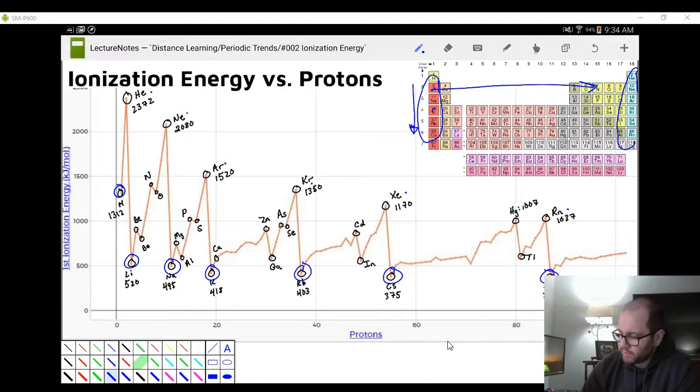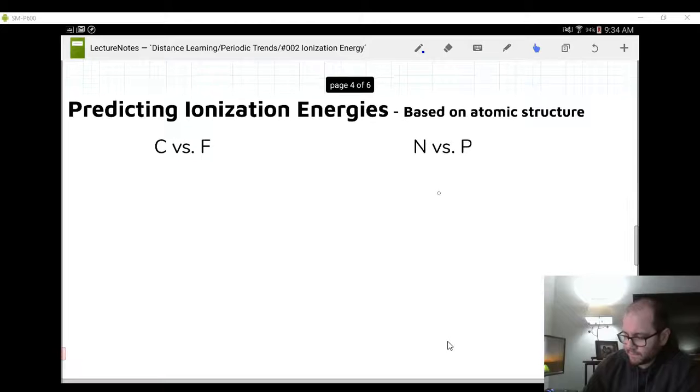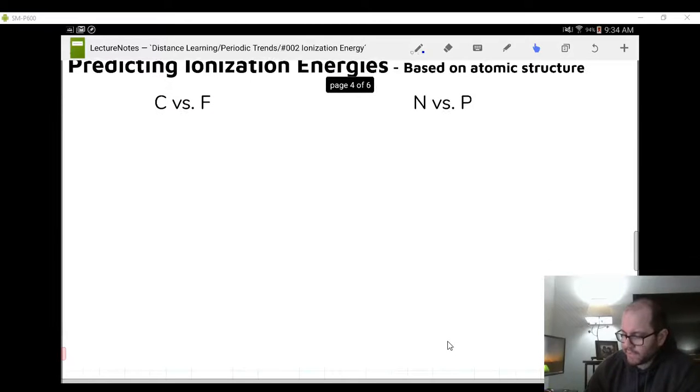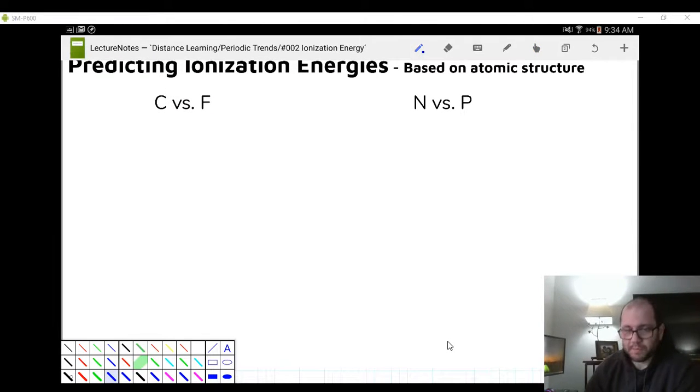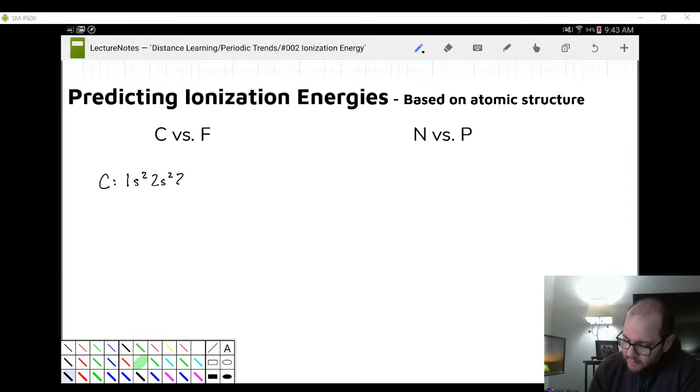If we want to explain why that's going on, let's take a look at our models like we had done for atomic radius. We'll take an example of two elements that are in the same period as one another, carbon and fluorine, and see what's going on. For carbon, if we look at its electron configuration, we have 1s2, 2s2, and 2p2. Whereas for fluorine, we have 1s2, 2s2, 2p5.